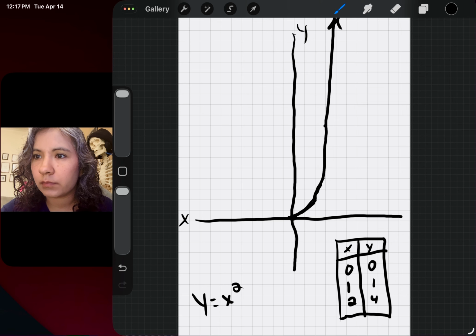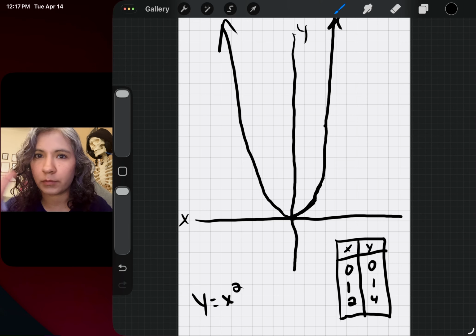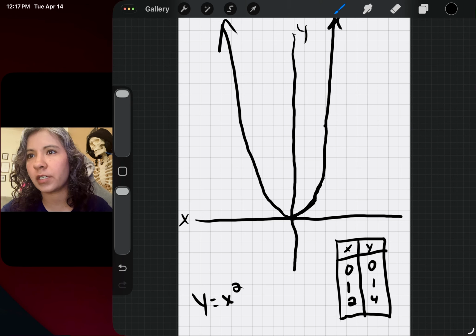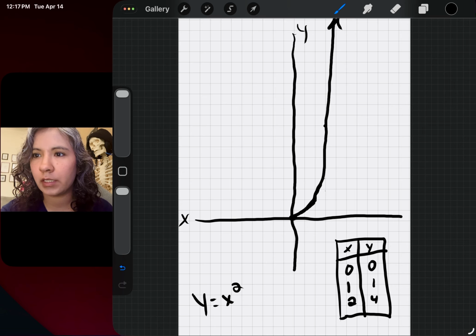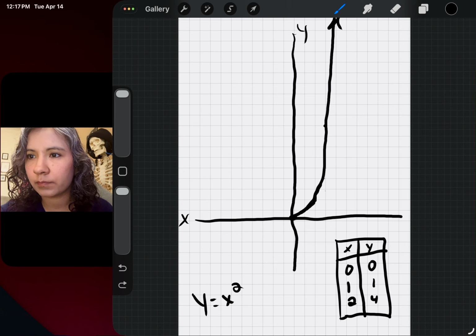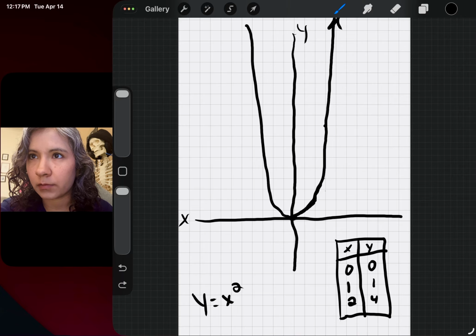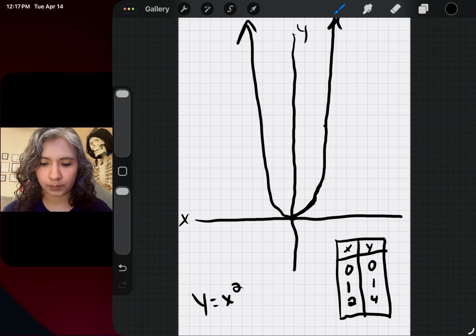I believe this one would go that way, but it would be like a reflection across the y-axis, so it would be more symmetrical. So we can do that, but this is graphing functions. Let me know if you have any questions.